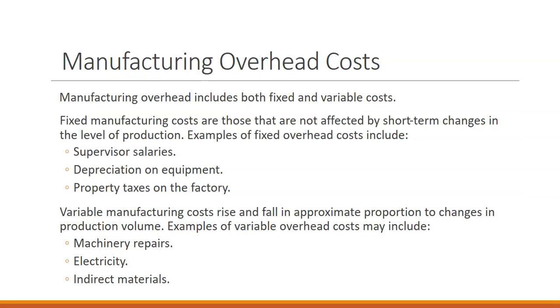For our standard overhead costs, we have fixed manufacturing costs. These are costs that are not affected by short-term changes in the level of production. These are usually contracted costs that we are locked into for a minimum of 1 year. This includes supervisor salaries, depreciation on equipment, and property taxes on the factory. Our variable manufacturing costs rise and fall in proportion to changes in production volume. Our variable overhead costs are machinery repairs, electricity, and indirect materials.